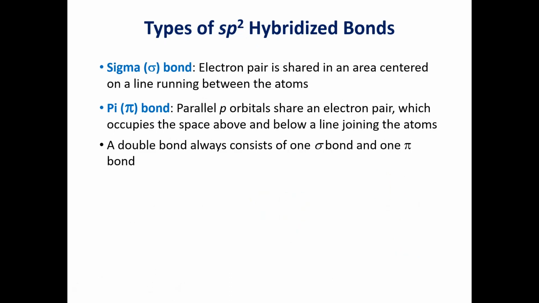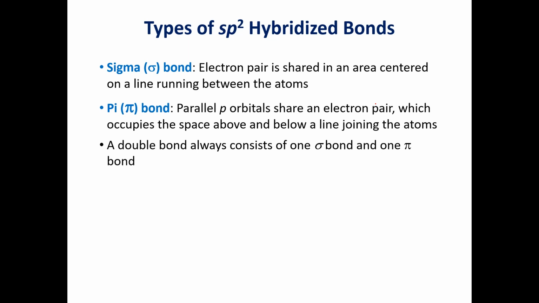So we mentioned the sigma bond already. So in a sigma bond, the electron pair is shared in an area that's centered on the line that runs between the two atoms, the way that we showed on our first slide here. But what about a situation where you have a double bond or triple bond? When you have a double bond or triple bond, you also have a pi bond. A pi bond occurs when you have parallel p orbitals that share an electron pair, and that goes either above or below the sigma bond that joins the atoms.